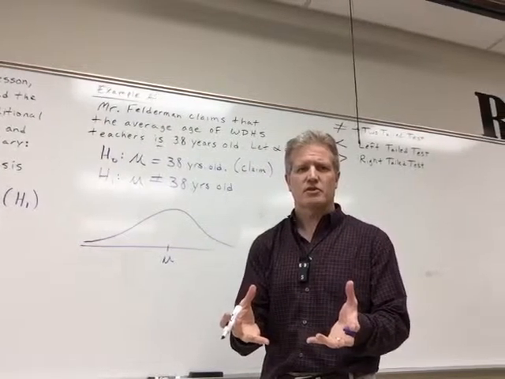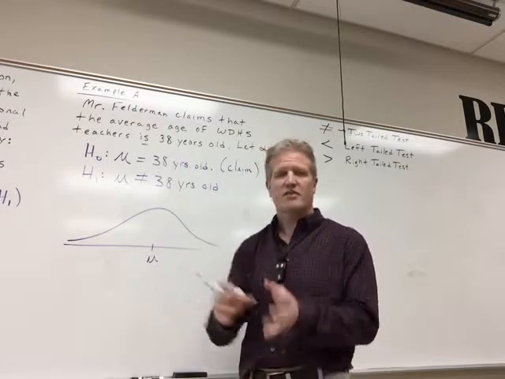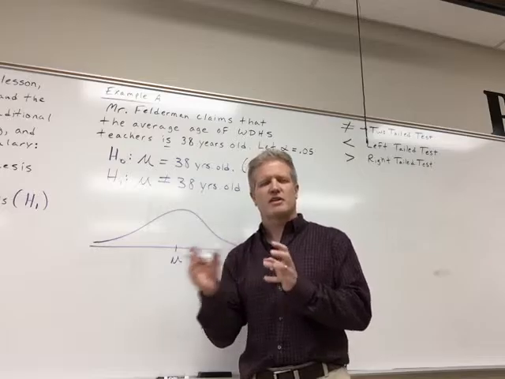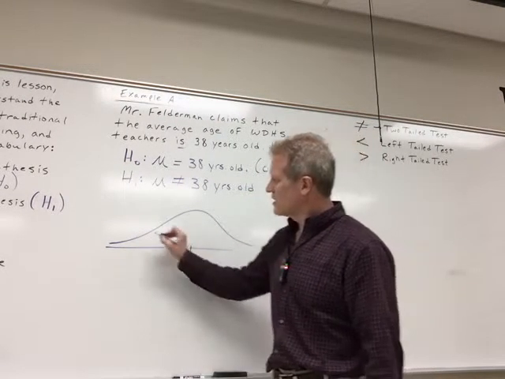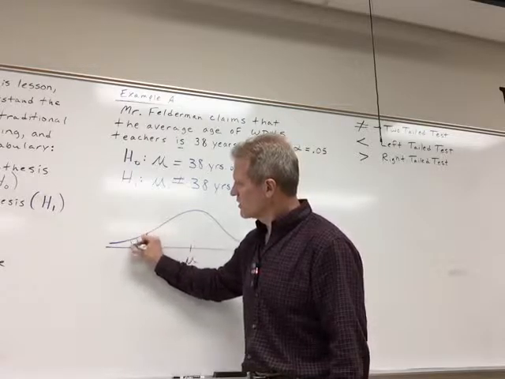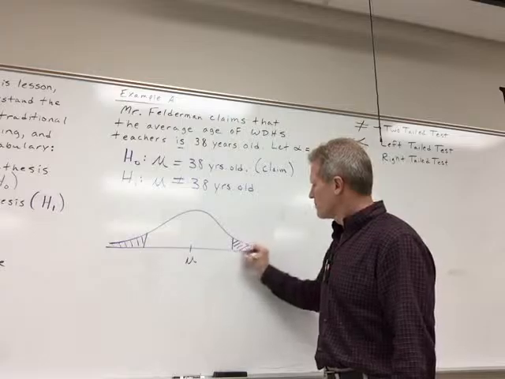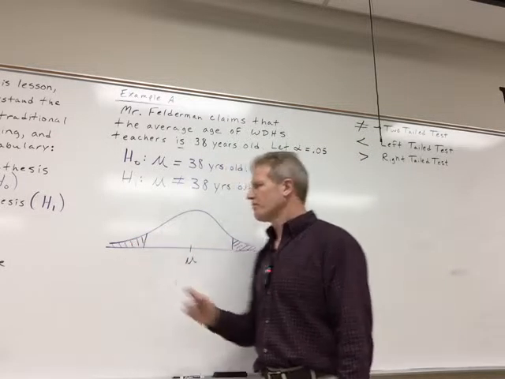Just like a criminal is always assumed innocent until proven guilty, a null is always assumed true, unless we find evidence to show otherwise, not prove. You're really not proving in this case, but you're trying to get some evidence. So in this case, we're doing a two-tailed test, meaning that you're going to shade two tails. You're going to shade a tail down here and shade a tail down here. If it was a right-tailed test, you'd only shade the right tail. If it was a left-tailed test, you'd only shade the left tail.